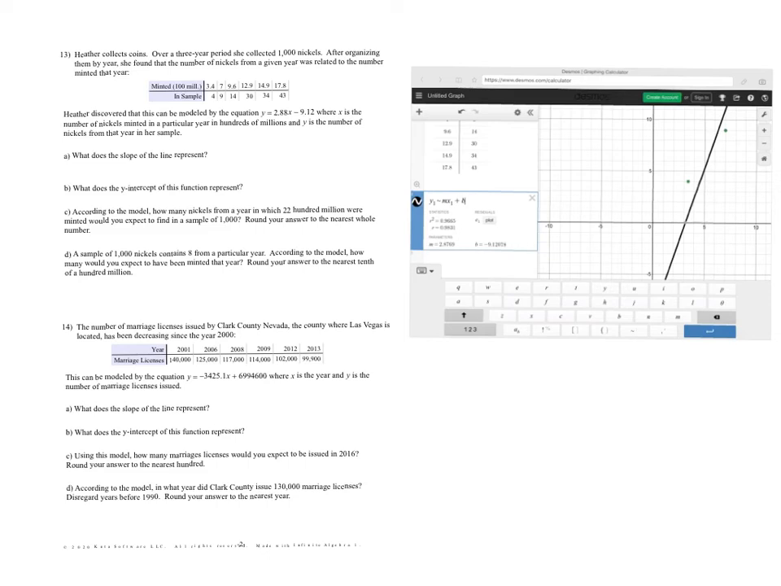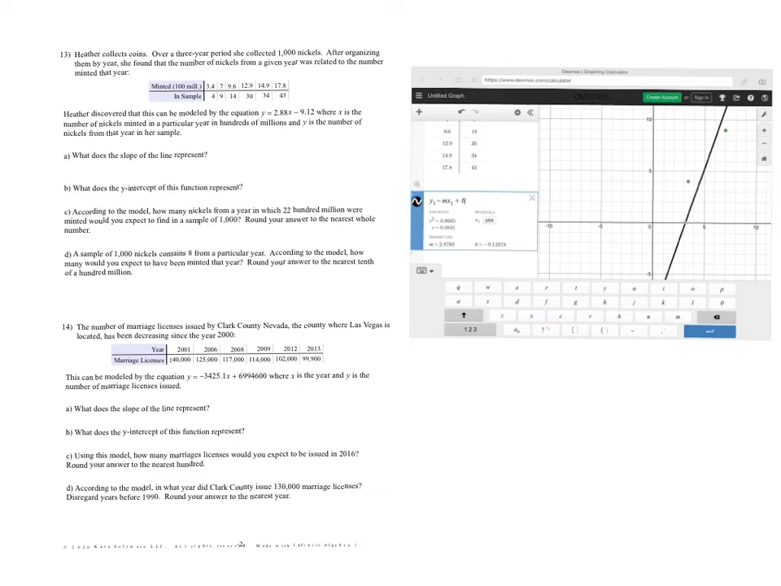So if I look at my equations, or my problem C, according to the model, how many nickels from a year in which 2,200 million were minted would you expect to find in a sample of 1,000? Round your answer to the nearest whole number. So now we've got our equation. We need to predict with it. Now I got to look, hundreds of millions minted there. That is an X value.